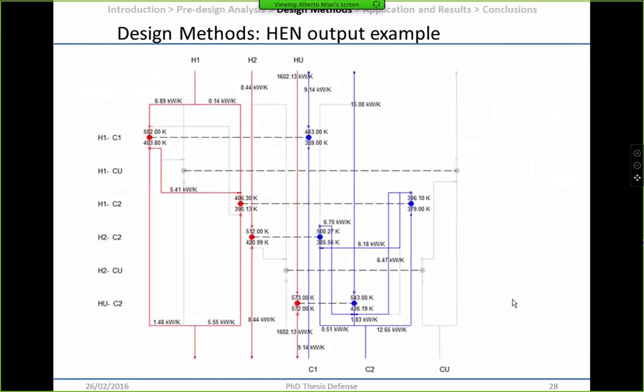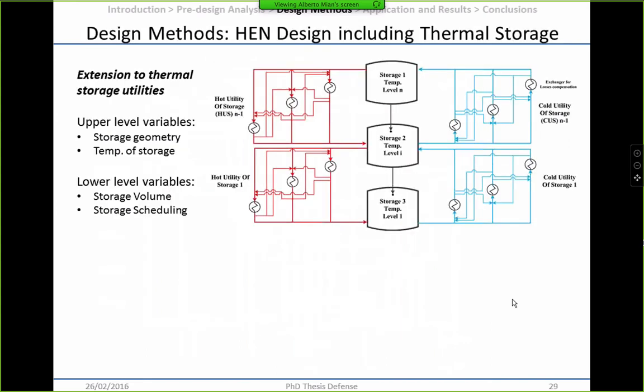Then here I noticed that the storage options were not yet included, so I included storage options. In this case, the superstructure I showed you before is modified because we include the storage tank option. I consider storage tanks at fixed temperature, and in this way it is possible to shift energy that is in excess in some periods to other periods where we have a lack of energy.